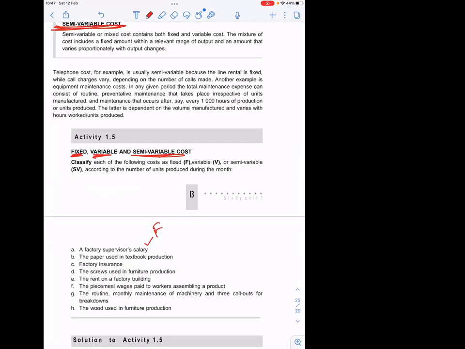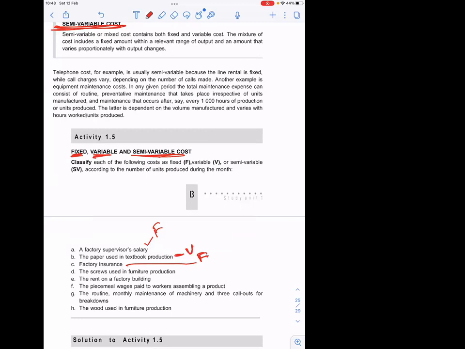The paper used in the textbook production. Now this paper will be the material for the textbook, and as such, it's going to be variable. As we make more books, as the output changes, the number of books changes, we need more paper. Factory insurance is fixed. Normally, the insurance company will tell you how much you are paying. They won't say you are going to pay this much for every unit manufactured. No, they just give you a charge.